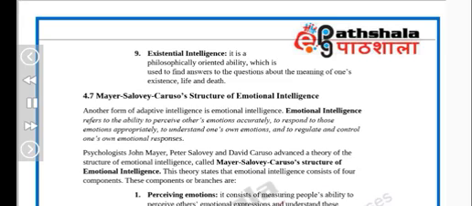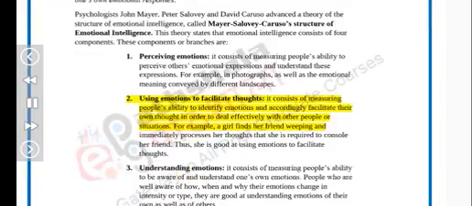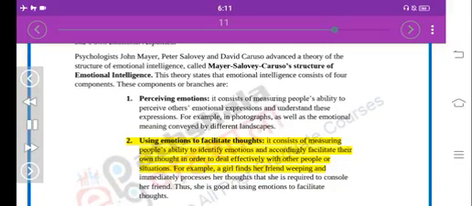2. Using emotions to facilitate thoughts. It consists of measuring people's ability to identify emotions and accordingly facilitate their own thought in order to deal effectively with other people or situations. For example, a girl finds her friend weeping and immediately processes her thoughts that she is required to console her friend. Thus, she is good at using emotions to facilitate thoughts.